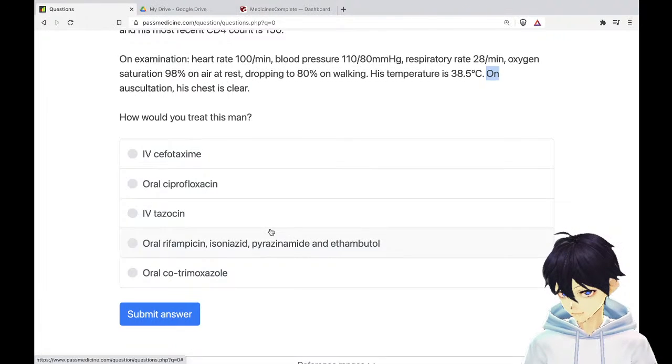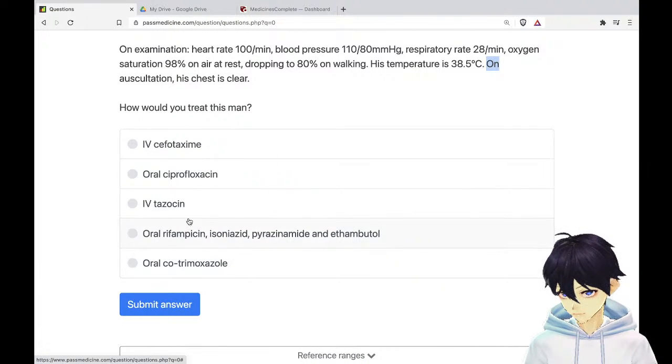I'm not sure how to treat Pneumocystis jirovecii. Cefotaxime, ciprofloxacin, tazocin. Tazocin is a very broad spectrum antibiotic, so maybe not. Co-trimoxazole.